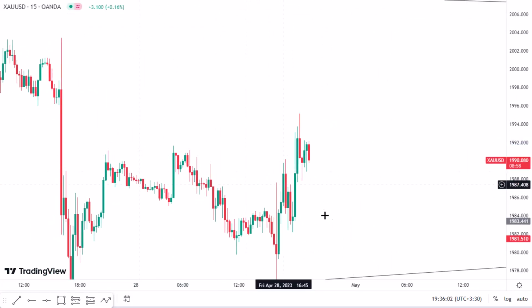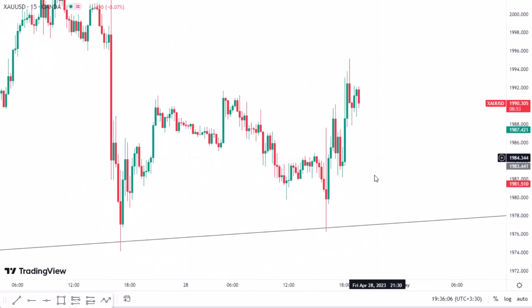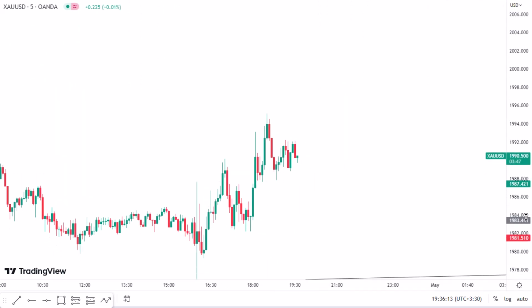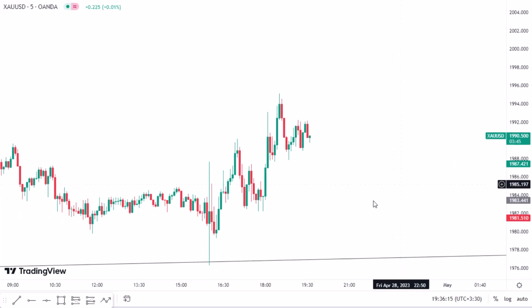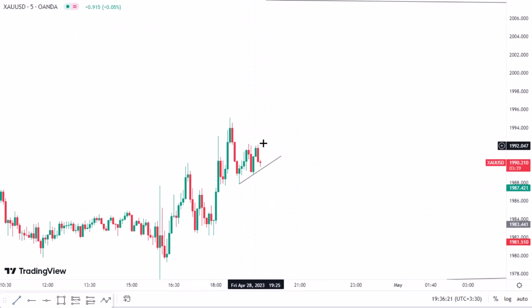Let me clean it. Right now on lower time frames we don't have anything special. Let's check 5-minute time frame. You know, for some small positions you can actually wait for this trend line to be broken to the downside and close the candle below this. Then we can risk on that and enter sell position, set our stop loss above the candles and get our reward.